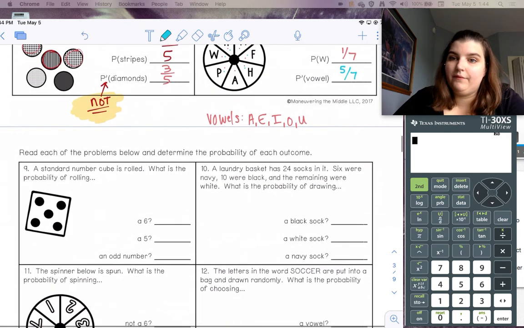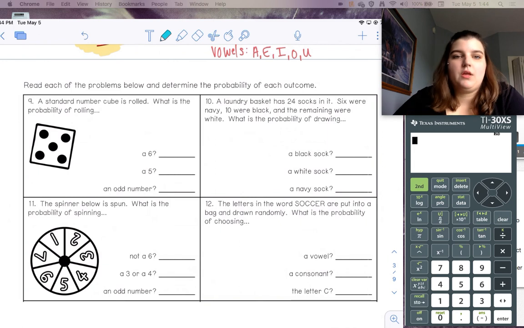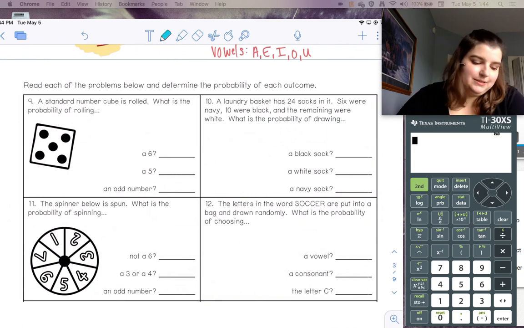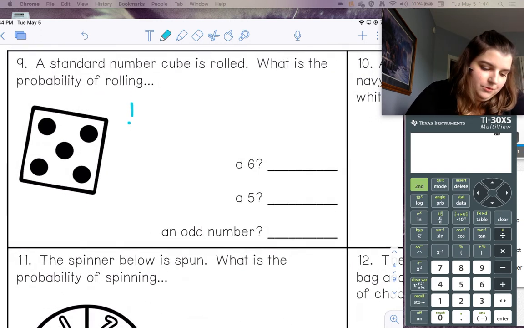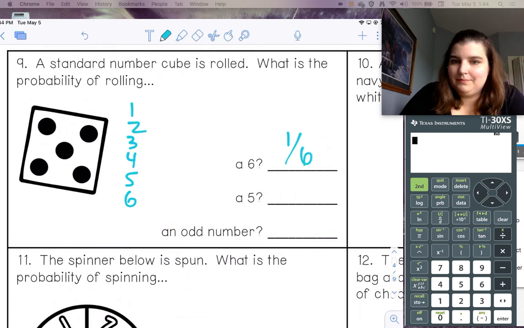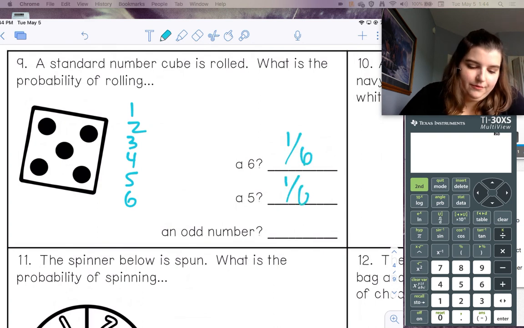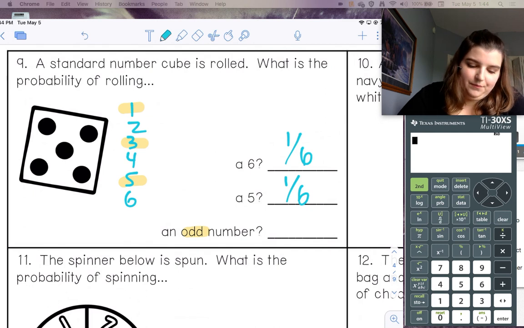A couple more and then we'll be done for today. Standard number cube is rolled. Remember, number cube is just dice. What is the probability of rolling a 6? Well, we've only got 6 options, right? You've got 1, 2, 3, 4, 5, and 6. So 6 is 1 out of 6 options. 5, same thing. We only got 1, 5. And an odd number, well, odds are 1, 3, 5. So that's 3 out of 6 or half.